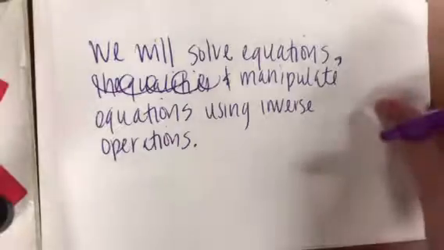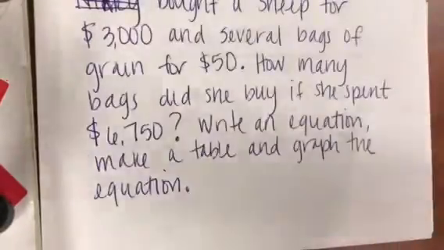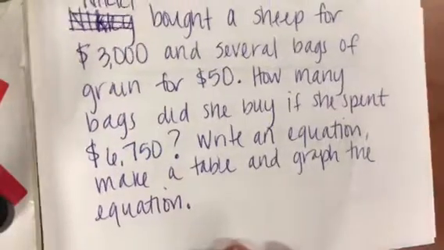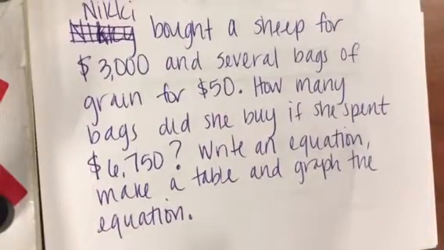Manipulating. So that is what we are going to do today. So let's look at our first problem. Nikki bought a sheep for $3,000 and several bags of grain for $50. How many bags did she buy if she spent $6,750? Write an equation, make the table, and graph the equation.